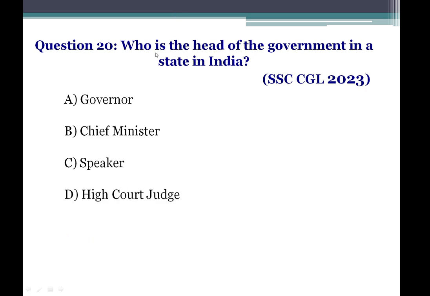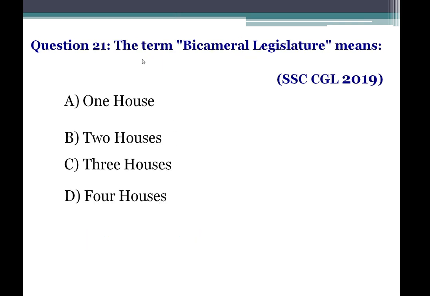Who is the head of the government in a state in India? And options are Governor, Chief Minister, Speaker and High Court Judge. So basically in any state, who is the head of the government? That is Chief Minister. So the correct option is option B. The term bicameral legislature means one house, two houses, three houses or four houses. So basically bicameral legislature means two houses. So the correct option is option B.